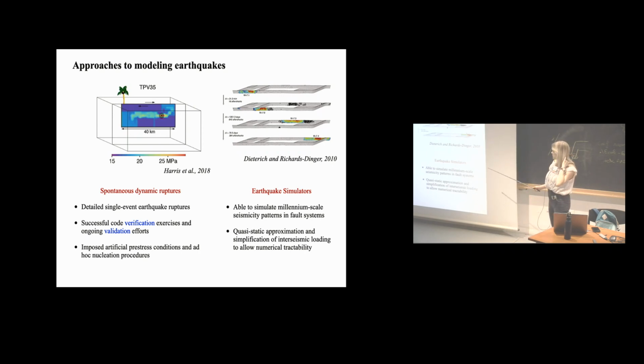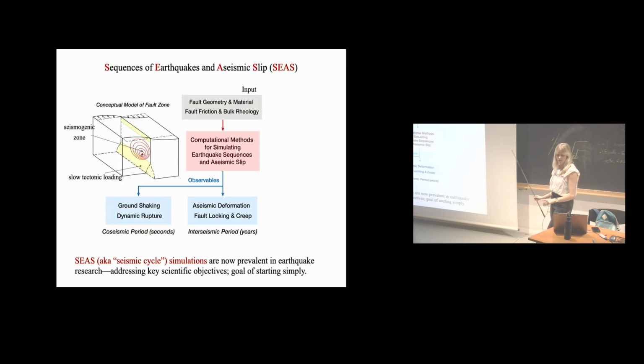The earthquake simulators, on the other hand, are able to simulate millennium-scale seismicity patterns in very large fault systems. They do assume a quasi-static approximation, and they do simplify interseismic loading to allow numerical tractability. So there are these two types of earthquake modeling, and then there's a third type which I work on, which is sequences of earthquakes and aseismic slip, or what we've deemed SEAS. I'll give more of a historical perspective on this group and where it's come from near the middle of my talk. So SEAS simulations, aka the seismic cycle, are now prevalent in lots of earthquake research.